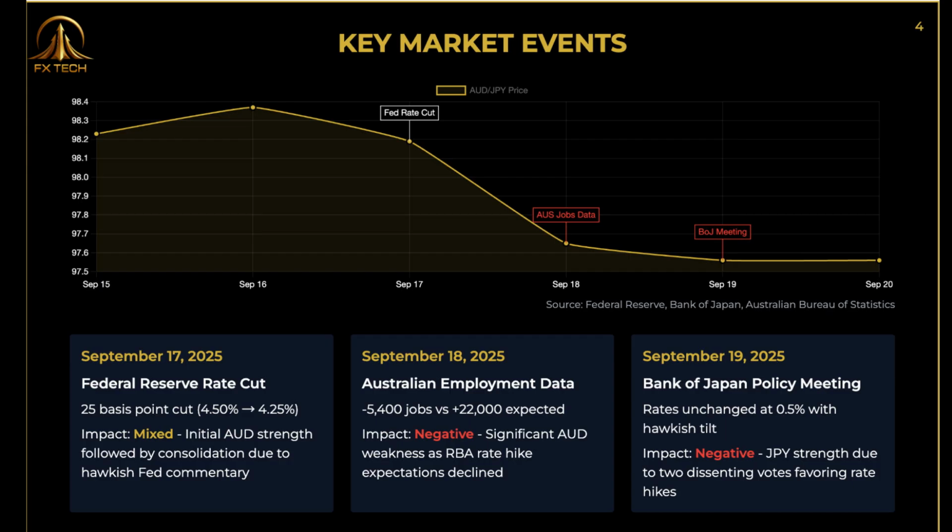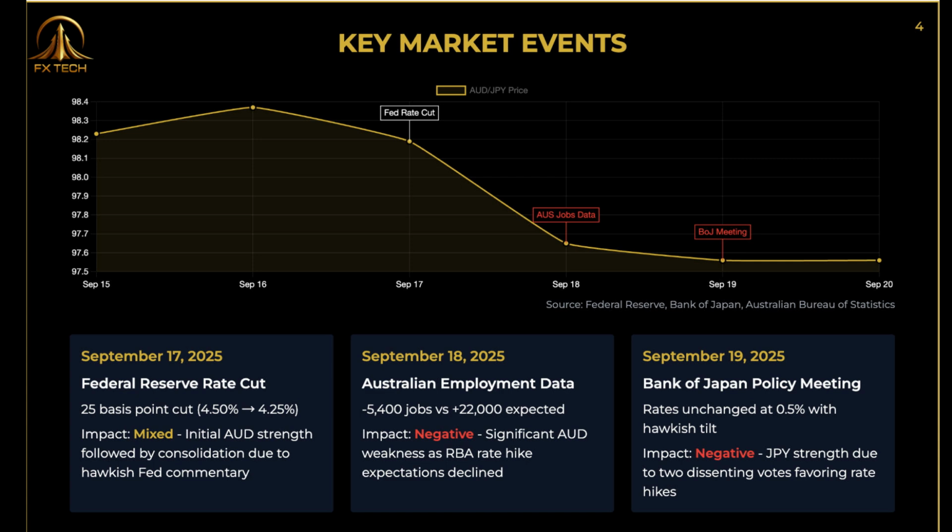This mixed message created a neutral impact on AUD/JPY, with initial Australian dollar strength followed by consolidation. The following day, on September 18th, Australian employment data came in significantly below expectations, showing a loss of 5,400 jobs versus the anticipated gain of 22,000 positions. This negative surprise dealt a substantial blow to the Australian dollar as it reduced expectations for near-term rate hikes from the Reserve Bank of Australia.